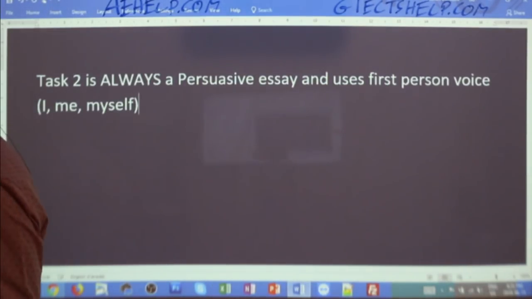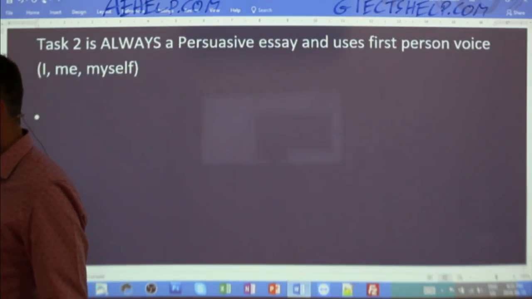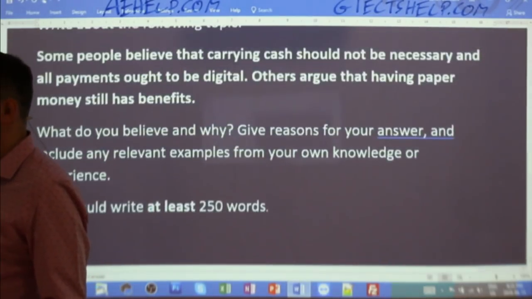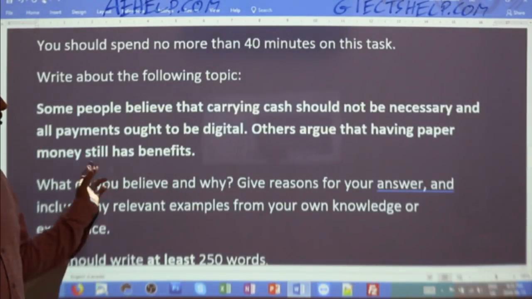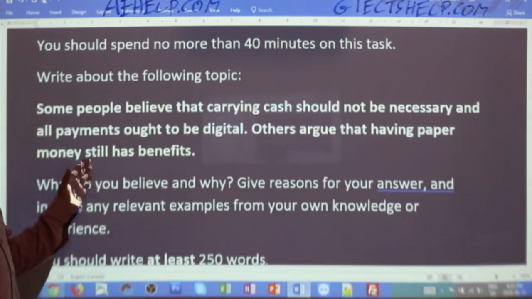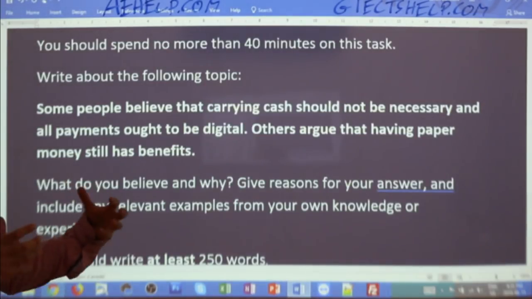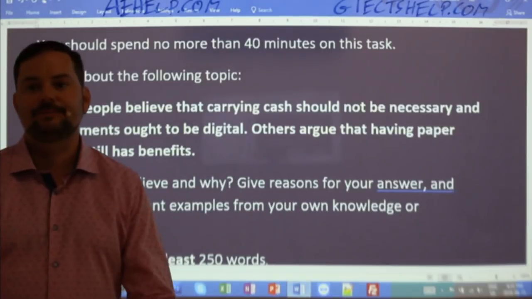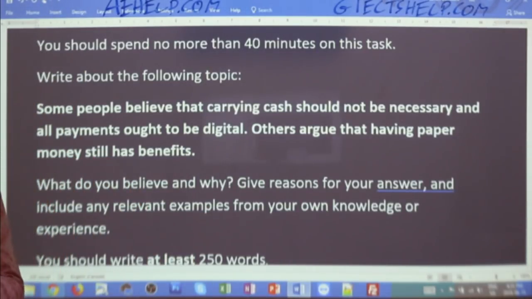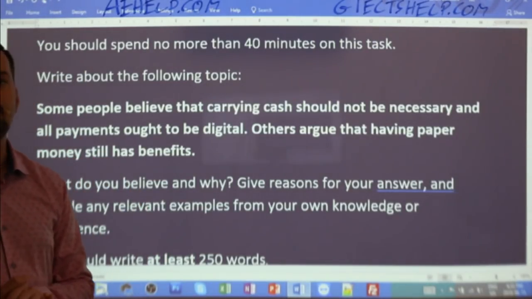All right, so here, again, the question is, some people believe that carrying cash should not be necessary and all payments ought to be digital. Others argue that having paper money still has benefits. So you basically have two categories here. What's the topic of this question? Yeah, they is okay, Pooja.